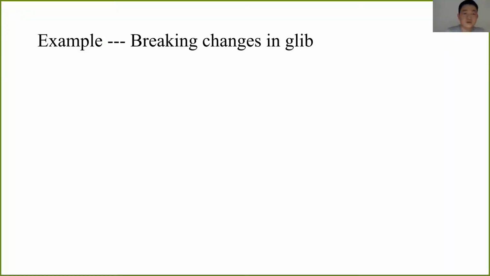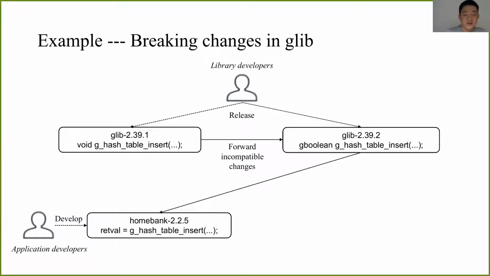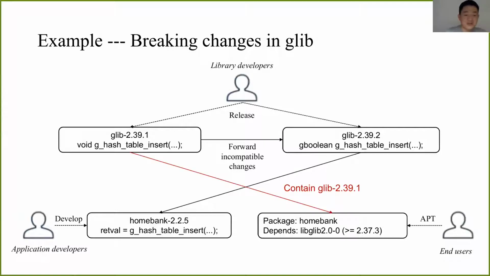Here, we show a real-world example in the glib library. The library developers changed the return type of the function table insert from void to boolean. This change is forward incompatible. For example, the application home bank uses the return value, thus only works with the new version. In APT, the required version range contains the old version, which does not support the return value. In this case, we say the version range contains a dependency bug.